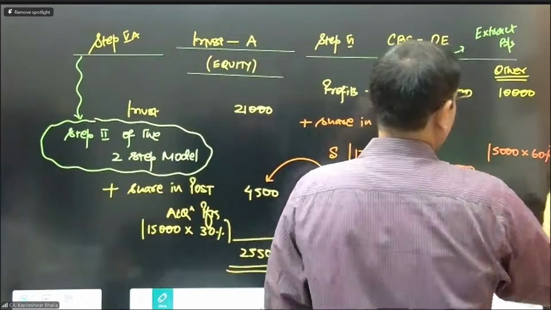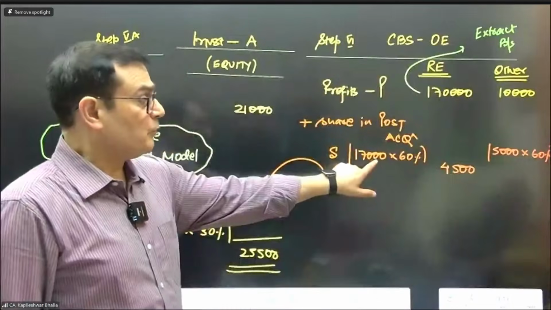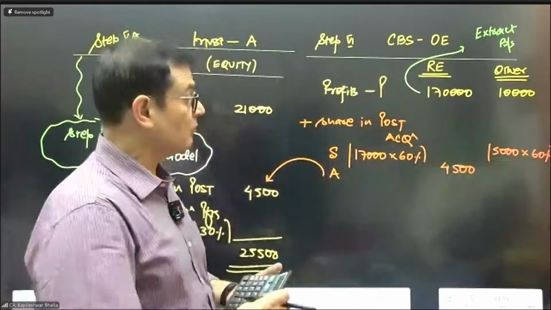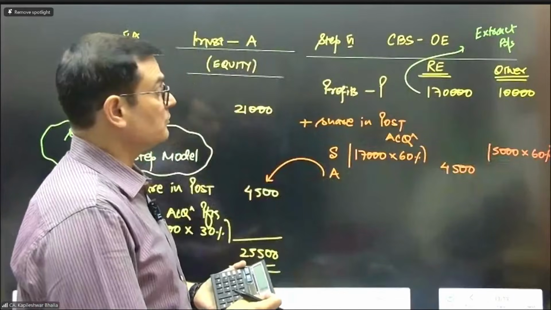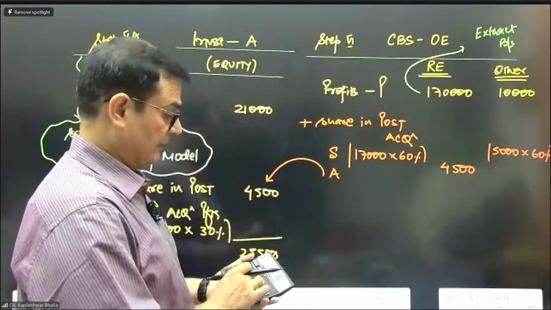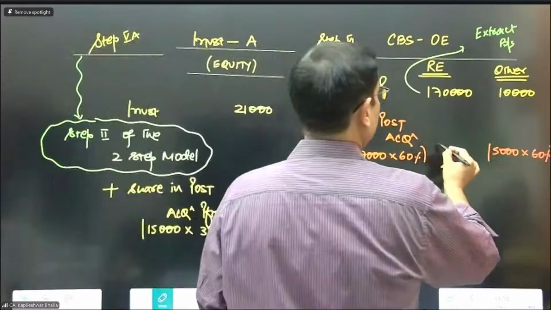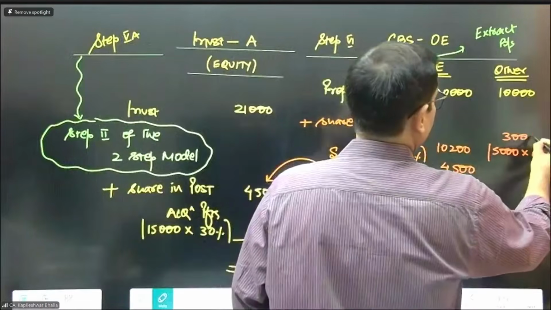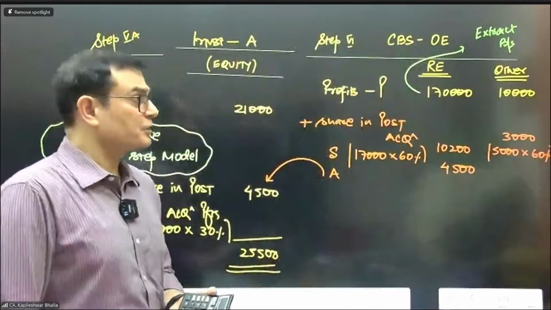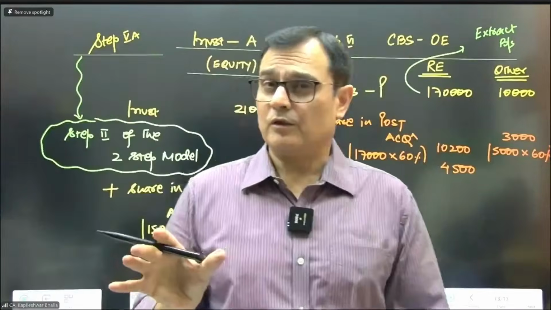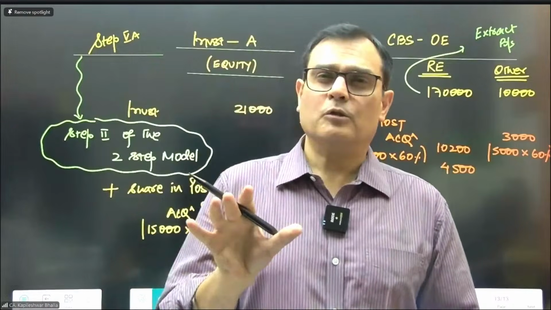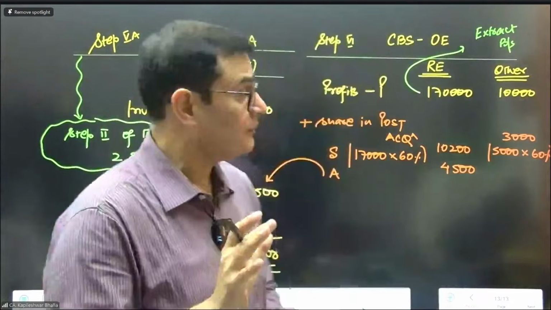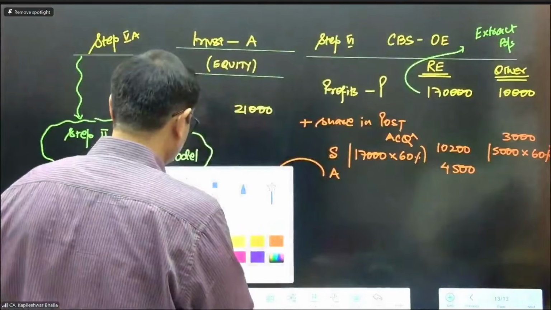So this is 17, and this is 5 into 60%. So there are two elements in this case. The post-acquisition RE is 17 into share, and the post-acquisition other components. So this works out at 17 into 60%, 10,200. And this works out at 3,000. So this is the share in the post-acquisition. Then we need to take care of the goodwill impairment, and there is a stock reserve which is downstream in nature. So there are two more adjustments to go.